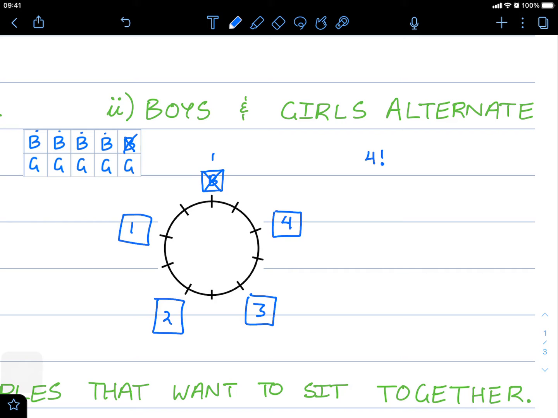And now when we move on to the girls, for this first position, there are 5 ways, and then 4 ways, and then 3, and then 2, and then 1. That is just 5 factorial. And there we have it: 4 factorial times 5 factorial.